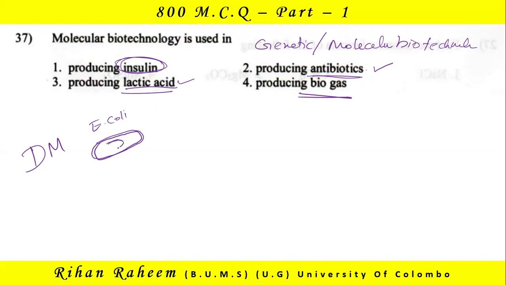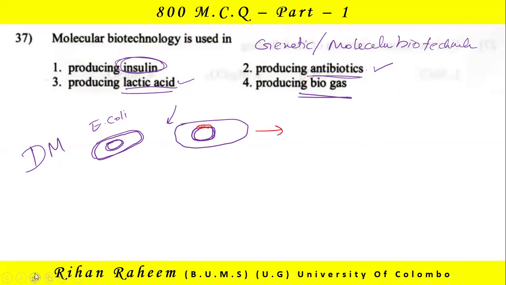And that bacteria will have a circular DNA. By using biotechnology, what they do is they cut the DNA of this E. coli bacteria by using some chemicals and add the DNA of the human body which is responsible for insulin production. And then they modify one bacteria and they allow this bacteria to grow.